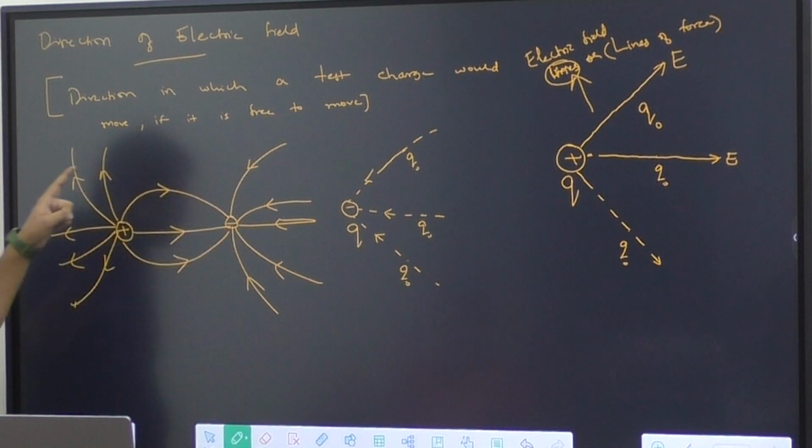What are these curves called? They are called electric field lines, or they are also called lines of force. Okay.